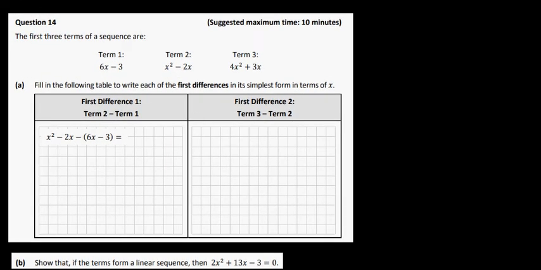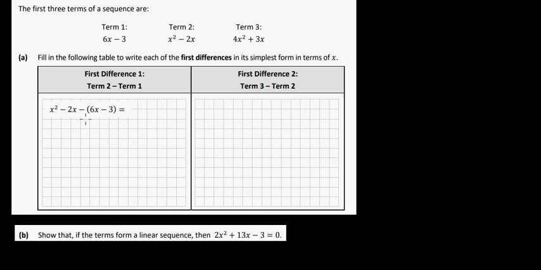Question 14 then. Okay, so we have the first three terms of a sequence: term 1 is 6x plus 3, term 2 is x squared minus 2x, term 3 is 4x squared plus 3x. Now fill in the following table to write each of the first differences in its simplest form in terms of x.